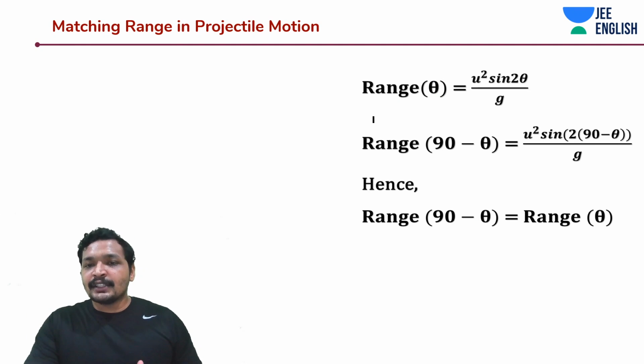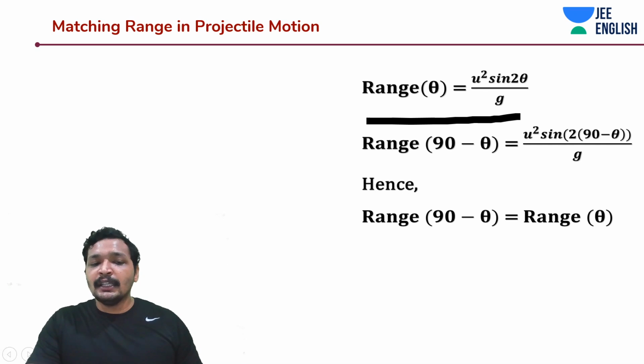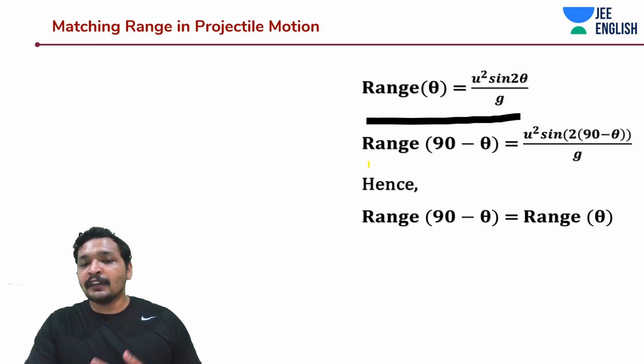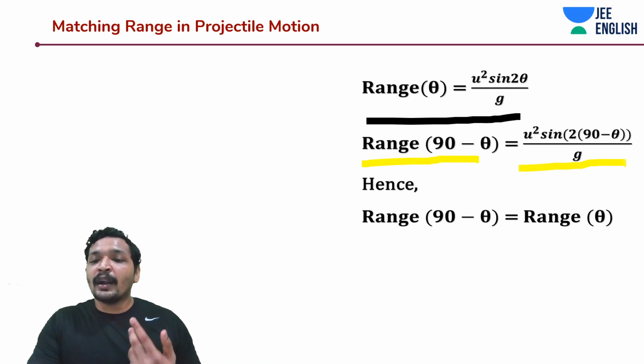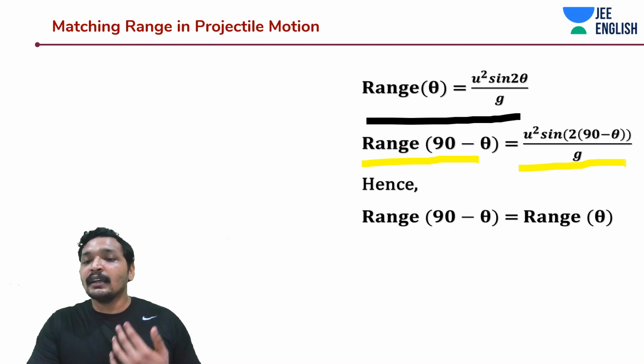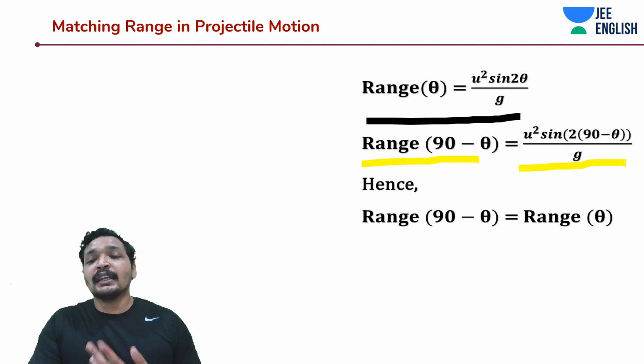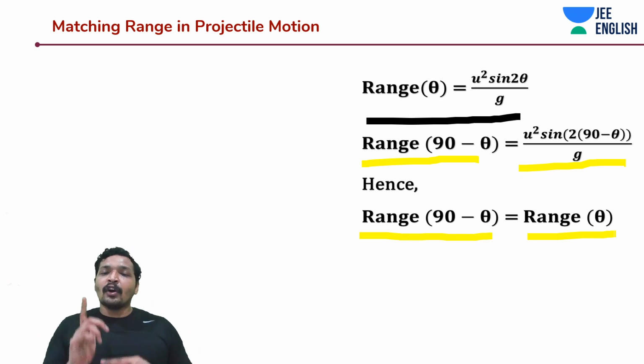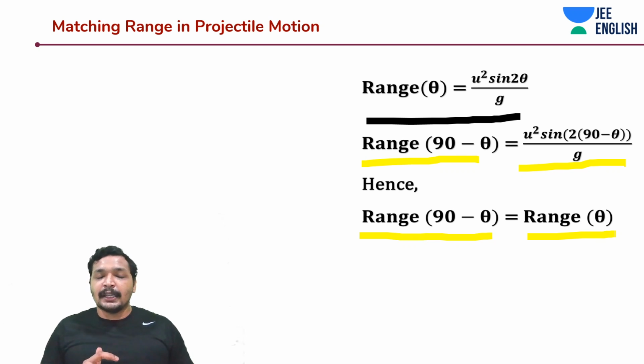So we know that range is equal to u square sine 2 theta by g, and I've found this function for range of 90 minus theta, and again I know that sine of 180 minus 2 theta is nothing but sine 2 theta. So the range of 90 minus theta is equal to range of theta, which means for the complementary angles, the range is going to be the same.